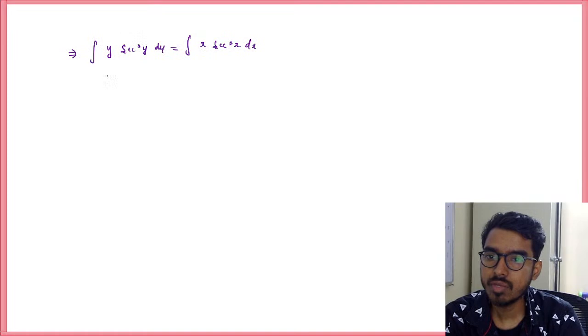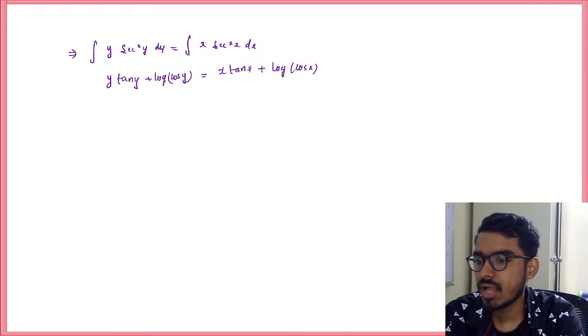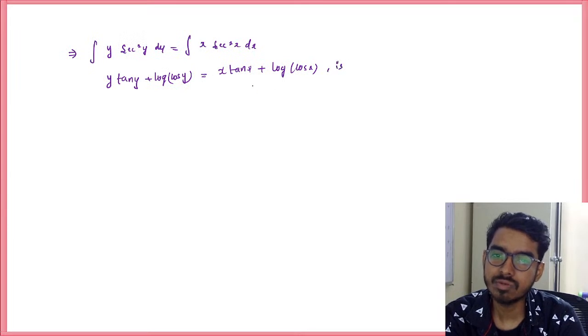So this value is y into tan y plus log cos y. Now similarly, you just change the variable y to x. So this will be x into tan x plus log of cos x, right? So this is the required answer. If you want, you can take log to one side and the other to the other side, the required solution.